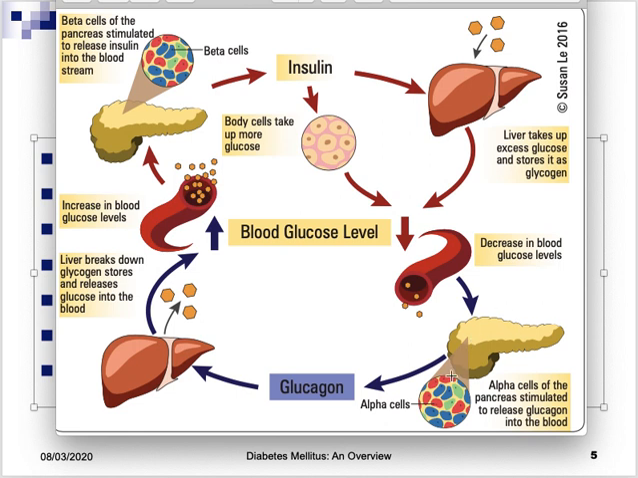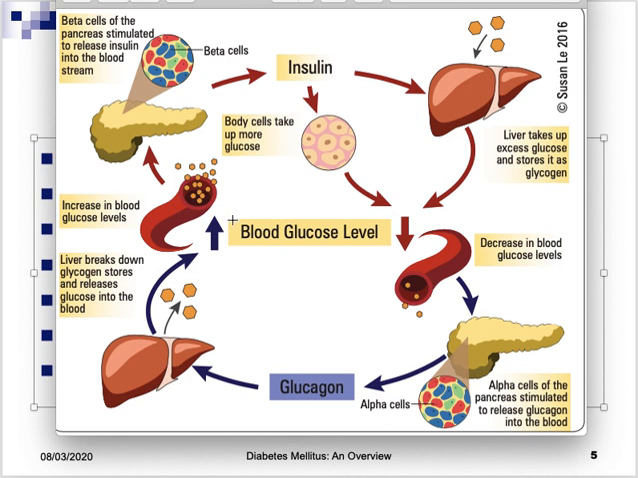There are alpha cells in the pancreas which produce glucagon, and glucagon has the exact opposite action to insulin. See what glucagon is doing? It is letting the liver release glucose into the blood to increase the blood glucose level, which will again let the pancreas release insulin. So this is how the cycle runs.